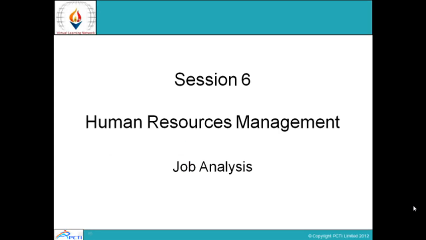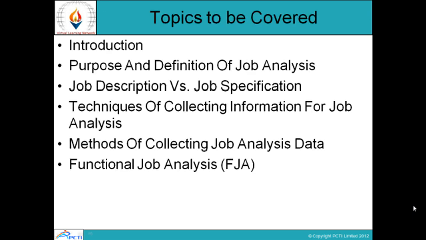This is session 6 of Human Resource Management, Job Analysis. Topics to be covered: Introduction, Purpose and Definition of Job Analysis, Job Description versus Job Specification, Technique of collecting information for job analysis, Methods of collecting job analysis data, Functional job analysis.